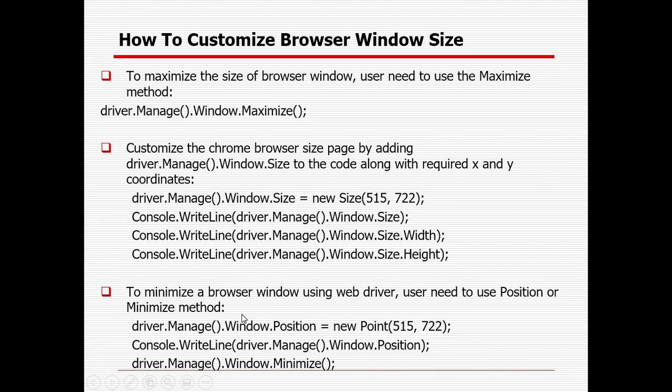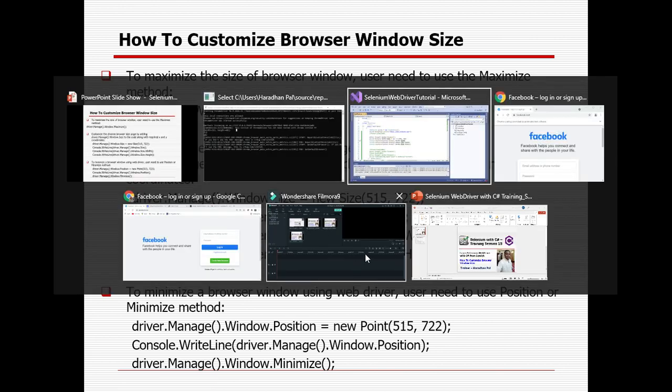Okay, and the minimize part I already showed you, how to minimize it. But apart from that, if you want to minimize your browser and never be able to open it again, you can use the Point class and the position method. To minimize a browser window using WebDriver, the user needs to use the position or minimize method, so that it will minimize, but after that minimize you will not be able to open, maximize or resize it. You can only close it with the help of right click. So let's see how you can do it with the help of the position method.